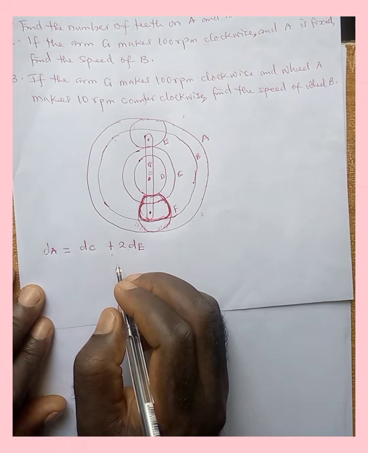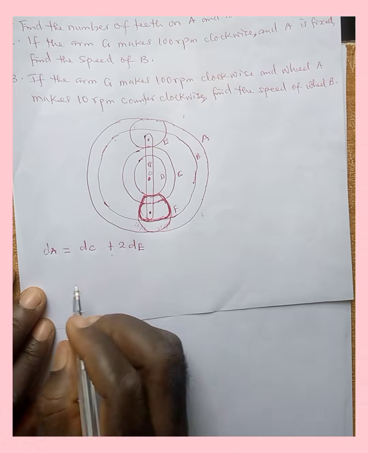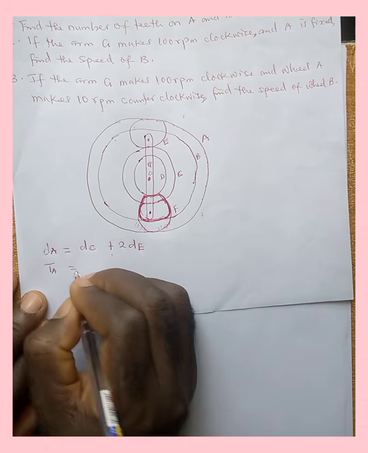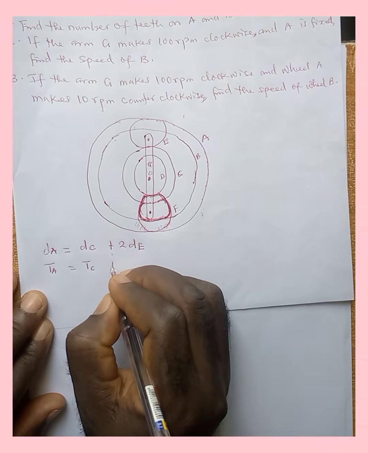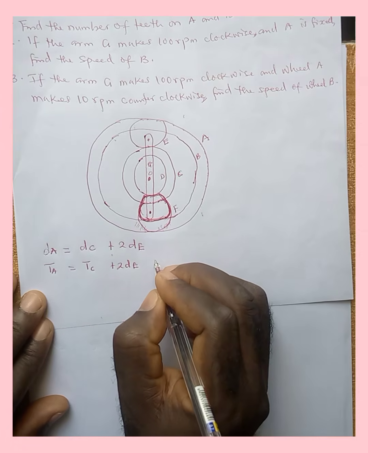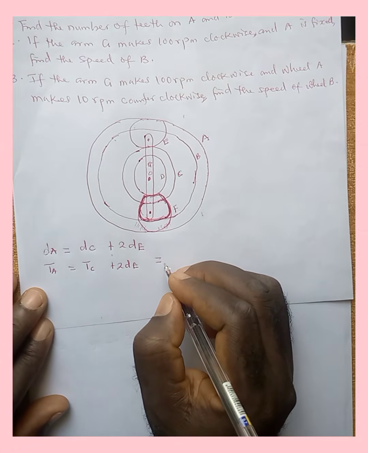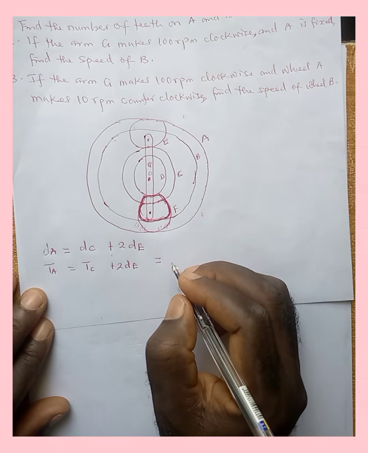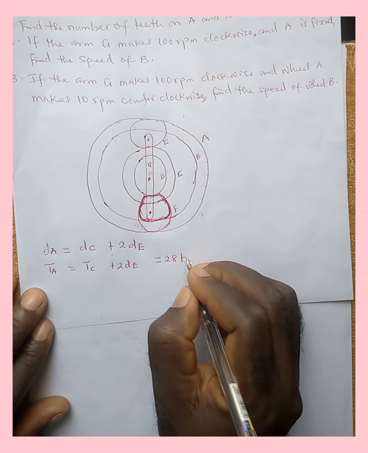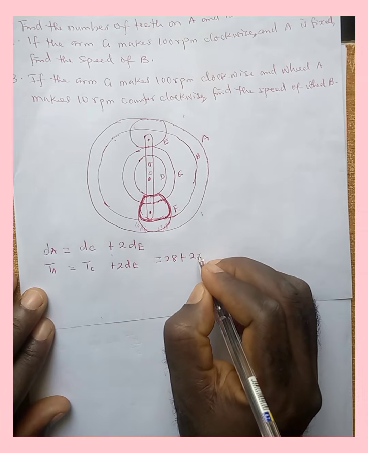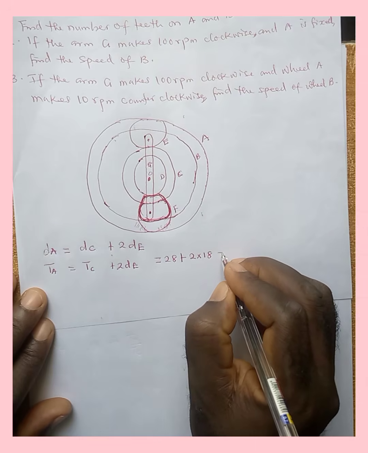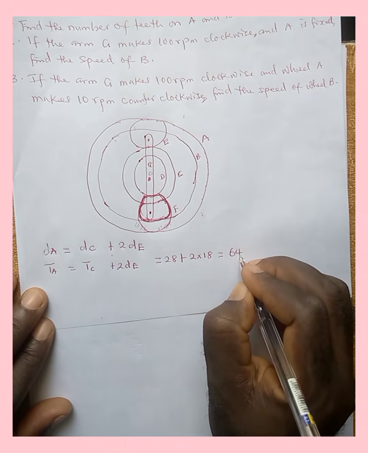Then when we translate this one to the number of teeth, we can also say the number of teeth on A is equal to the number of teeth on C plus twice the number of teeth on E. Then from here we will substitute the number of teeth on C is given as 28 plus 2 times the number of teeth on E is given as 18, and this one gives 64.